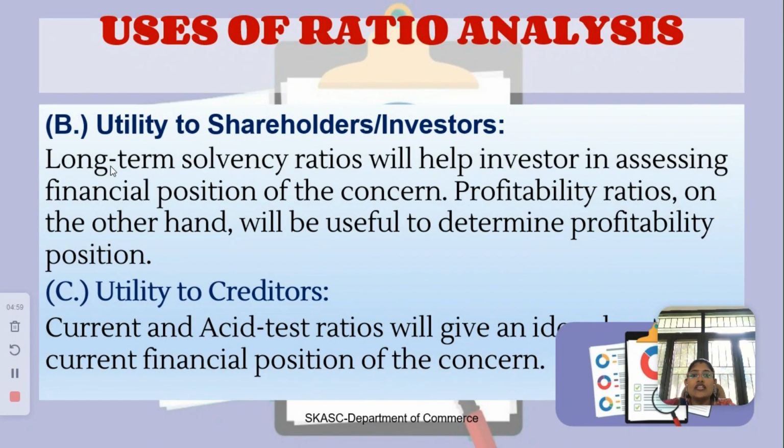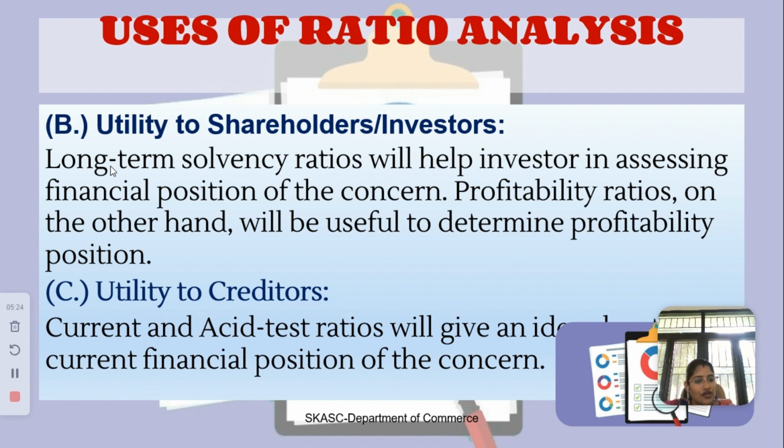Next, utility to shareholders or investors. So, what is it? Profitability ratios help in determining the profitability position of the company. These long term solvency ratios, how do they help the investor? The investor is able to assess the financial position of the organization. Next, when it comes to the utility to the creditors, how are the creditors benefited?